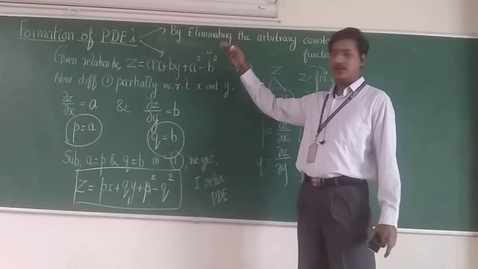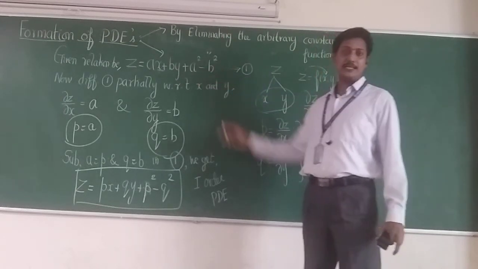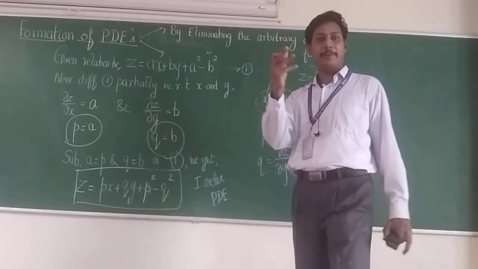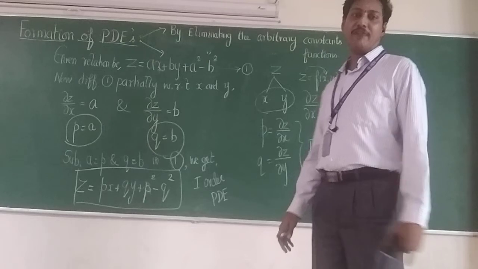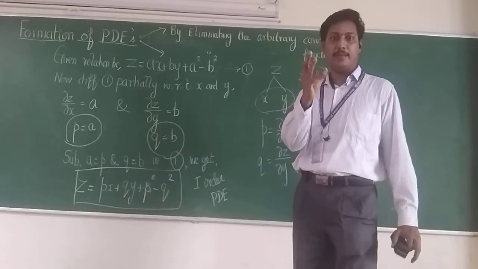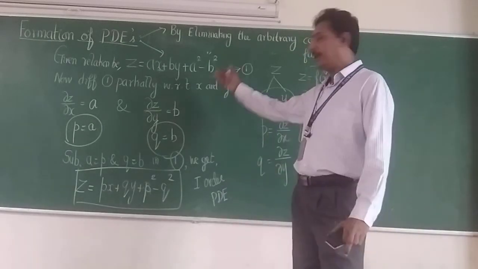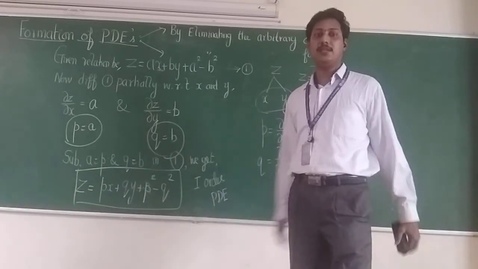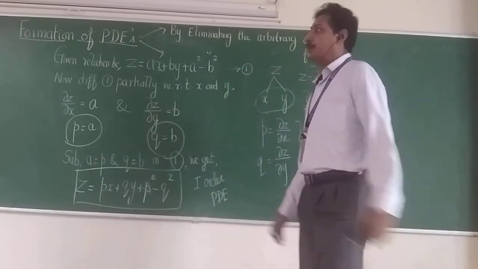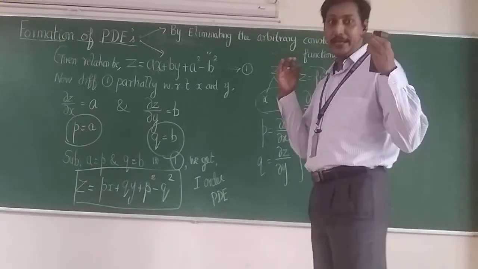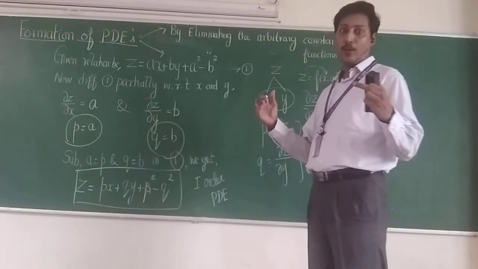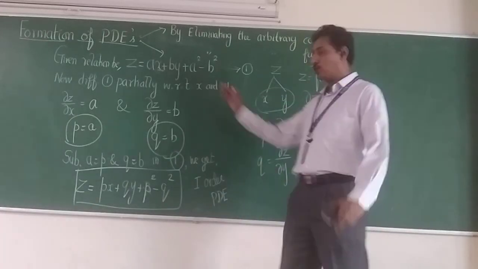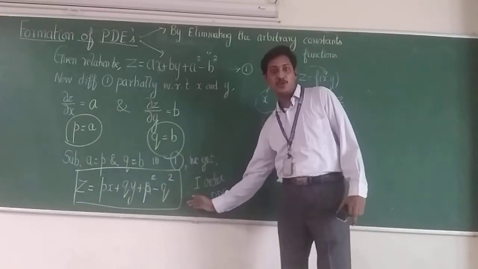So in any relation, the number of arbitrary constants is equal to the number of independent variables. So obviously the number of independent variables is two only, namely x and y. So here a and b are the arbitrary constants. So they are in equal number. Once the arbitrary constants and the independent variables are equal in number, then while eliminating the arbitrary constants, we get the first order PDE. So that's why I am getting the first order PDE.